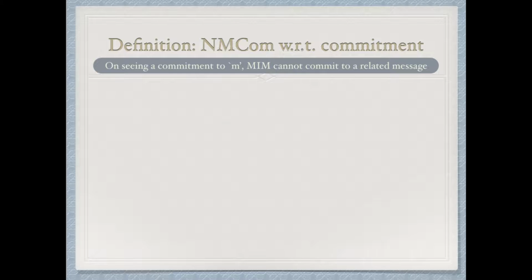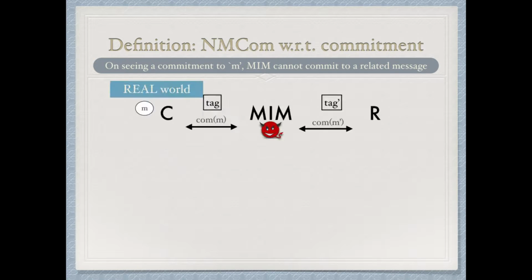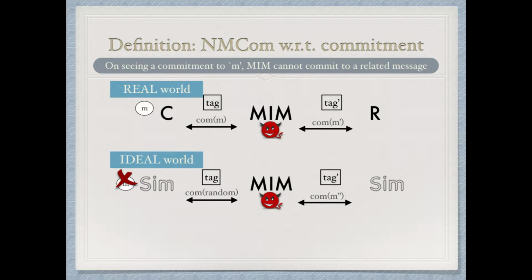So very roughly, non-malleable commitments with respect to commitment guarantee that on seeing a commitment to a message M, the man in the middle cannot commit to a related message. So in the real world, the man in the middle interacts with an honest committer who is committing to some input message M. The tags are different in both executions, and on the right, the man in the middle, let's say, generates a commitment to some other message M prime. In the ideal world, the same man in the middle interacts with some simulator that does not have access to the message of the honest committer and generates a new commitment to some message, let's say M double prime.